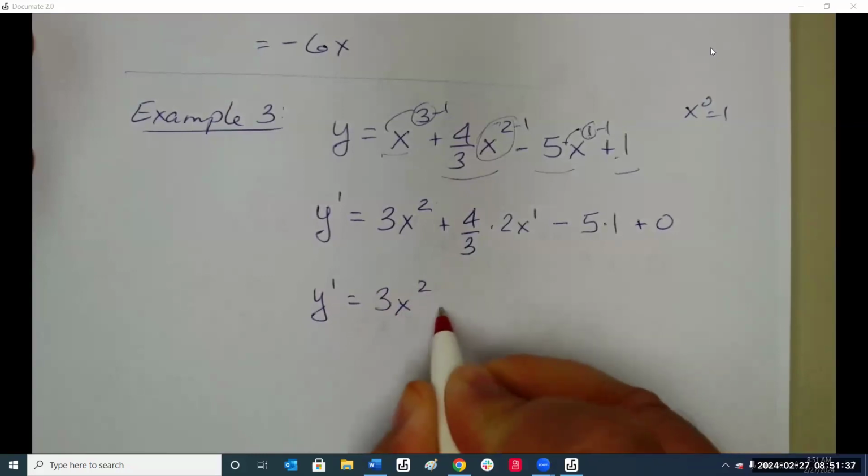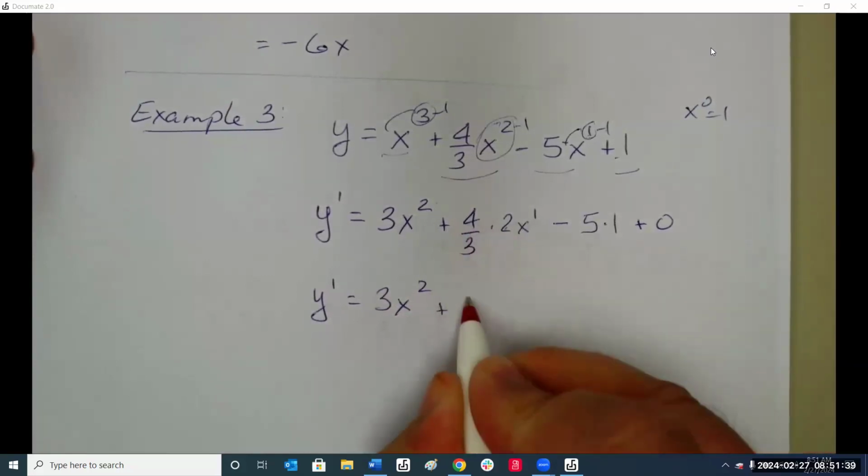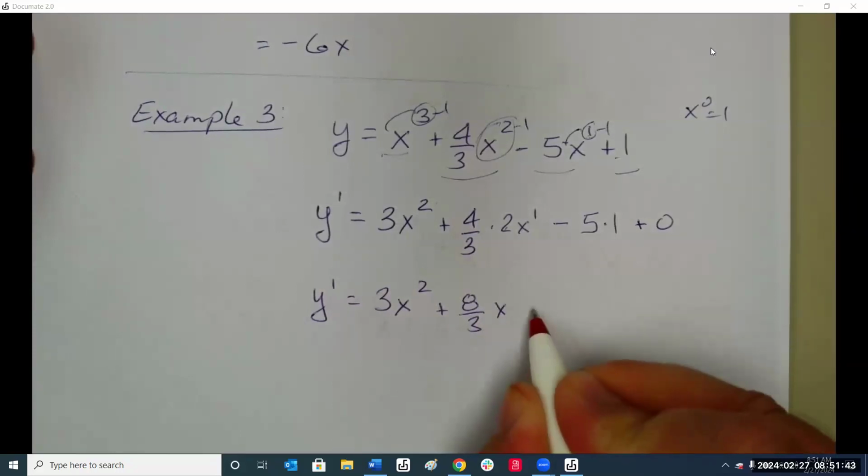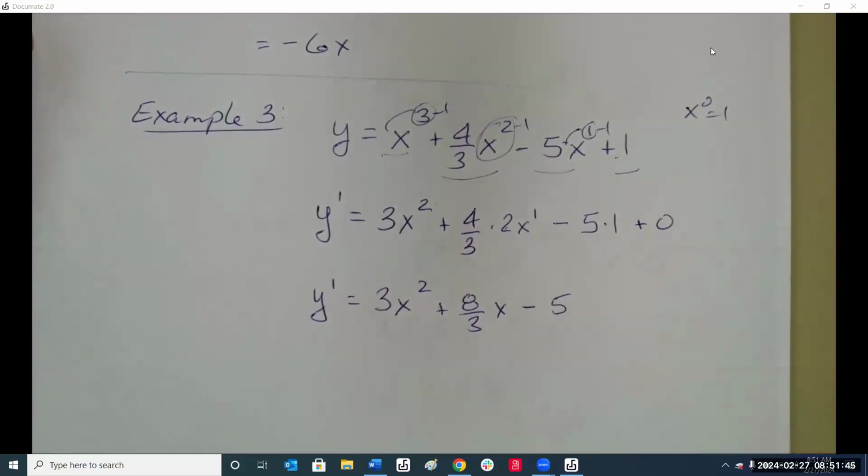Three x squared. 2 times 4 is 8 over 3 x minus 5. And there's your first derivative.